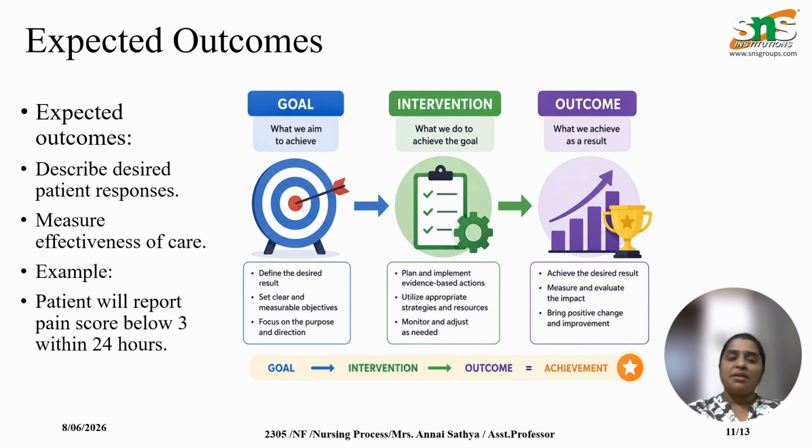Next we move on to the expected outcomes. Expected outcomes are measurable statements describing the patient's desired response to nursing interventions. They help determine whether the goals have been achieved or not yet achieved. Expected outcomes should be clear, observable, and patient oriented. Example, the patient will demonstrate proper breathing exercise by the end of the shift. Through this they can maintain the oxygen saturation. This is for ineffective airway clearance.